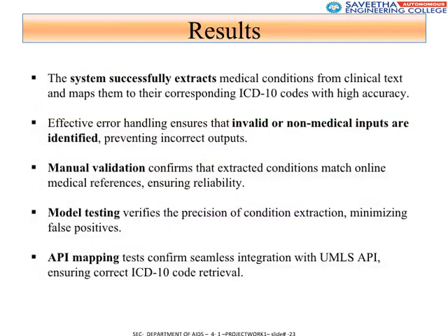The system successfully extracts medical conditions from clinical text and maps them to their corresponding ICD-10 codes with high accuracy. Effective error handling ensures that invalid or non-medical inputs are identified, preventing incorrect outputs. Manual validation confirms that extracted conditions match online medical references, ensuring reliability. Model testing verifies the precision of condition extraction, minimizing false positives. API mapping test confirms seamless integration with the UMLS API, ensuring correct ICD-10 code retrieval.